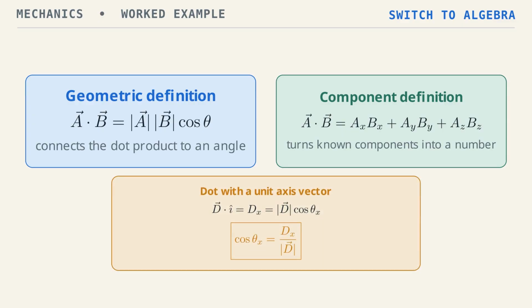Geometrically, A dot B equals the two magnitudes times the cosine of their included angle. In components, the same dot product is AxBx plus AyBy plus AzBz. Dotting d with i hat makes every term vanish except dx. Since a unit vector has magnitude 1, d dot i hat also equals the magnitude of d times cosine theta x. Therefore, cosine theta x is simply dx divided by the magnitude of d.